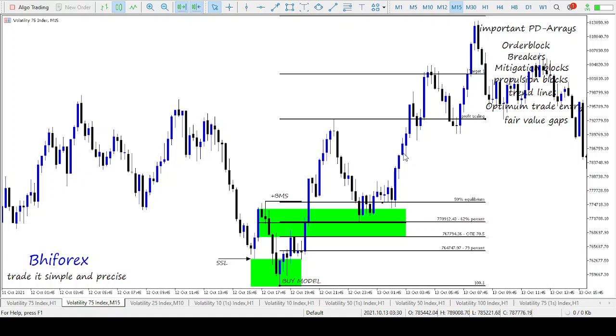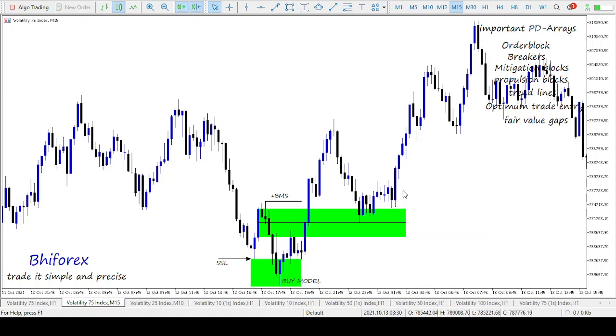Okay, I can swipe five times and show you another one. It happens all the time. They repeat. And you have to train your eyes to see it as it forms, not after it has formed. And how can you do that? You can only do that by practicing. Spend hours just practicing, training your eyes to see breakers, mitigation blocks, other blocks, and to use the optimum trade entry, you know. The last one we are going to look at is the fair value gap.